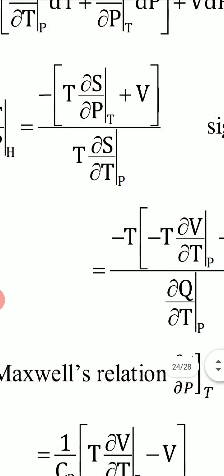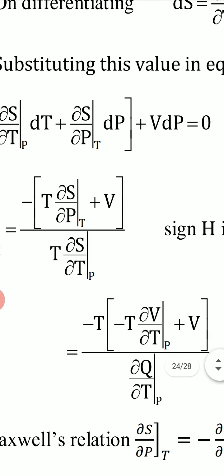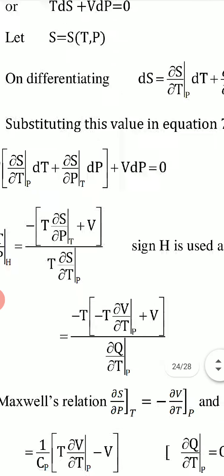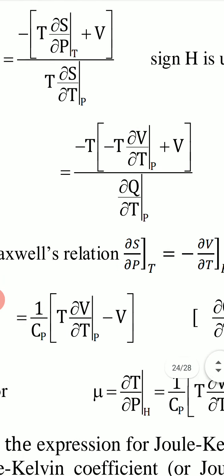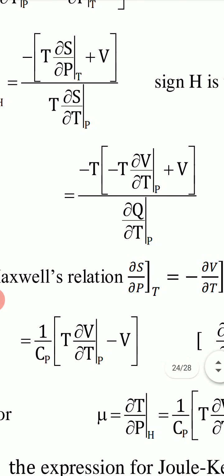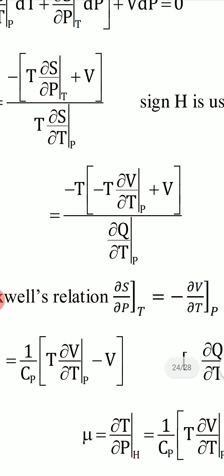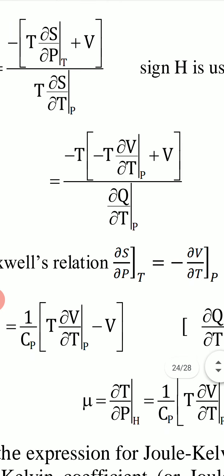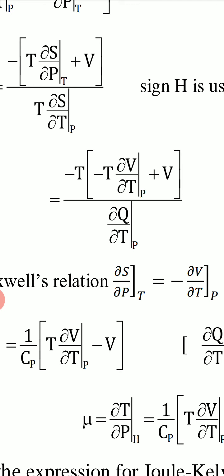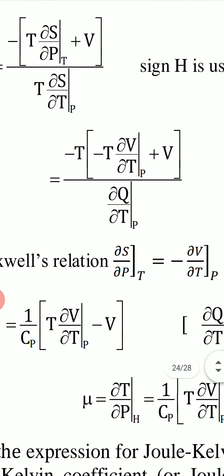So put the value of (∂S/∂P)_T. We want to eliminate S. So put the value of (∂S/∂P)_T from this Maxwell's thermodynamic relation, and then (∂T/∂P) at constant H becomes equal to minus, delete this T, outside the bracket it is only minus, so correct it, minus, then bracket, minus T (∂V/∂T)_P plus V, divided by, in denominator we write T ∂S equal to ∂Q from second law of thermodynamics, dQ equal to T dS. So T ∂S is written as ∂Q.